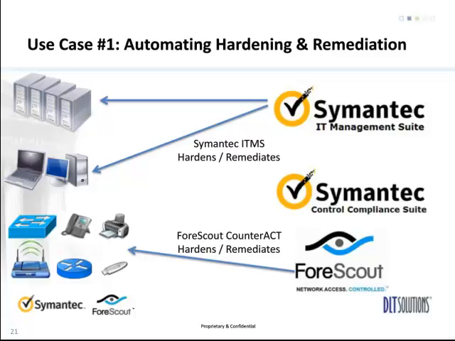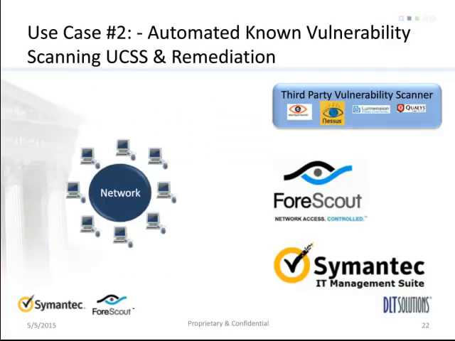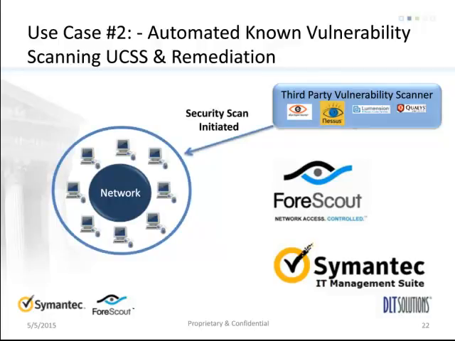The next use case is really we're going to automate basically how we would handle a known vulnerability through the scanning and UCSS remediation. So a third-party scanner, and we've listed just a few examples up top there, would initiate its security scan. It would identify potentially several or many or one vulnerable system, and from there the action begins to happen.